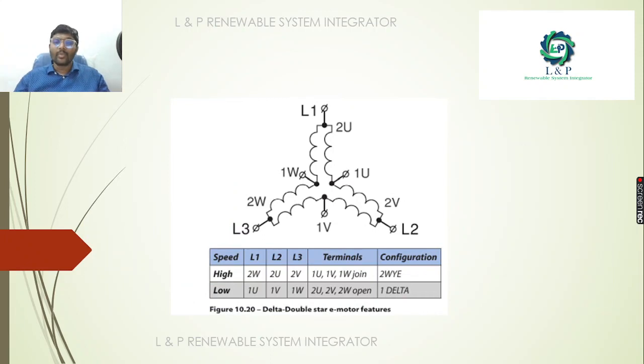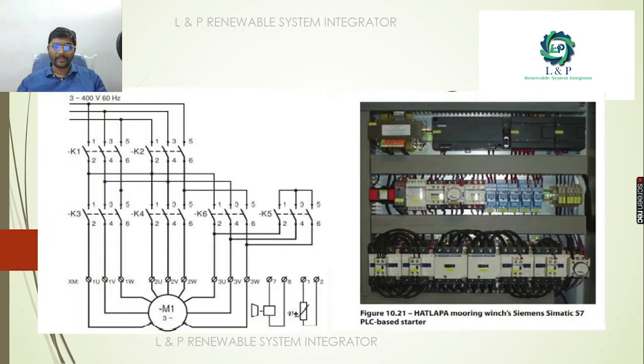Okay, so when you're going for a Dahlander double star motor feature, then you need to have these terminals and you need to configure in such a way that if you are planning for high speed control, then you can go for 2WYE configuration. When you're going for a low speed control, then you can go for single delta configuration. Okay, and also using the PLC basic starters you can control the winch.